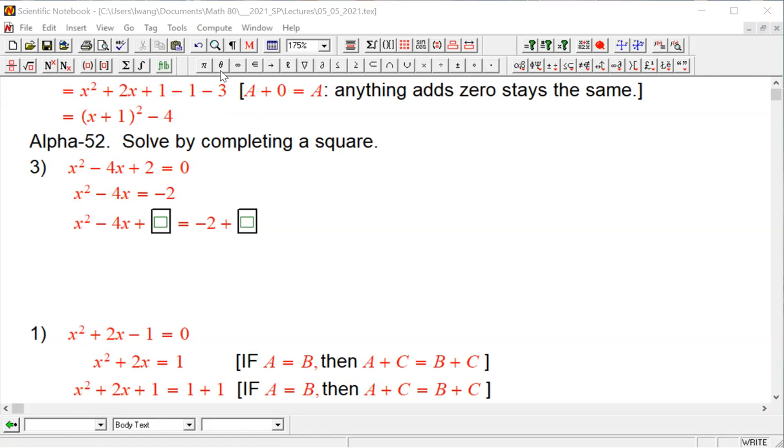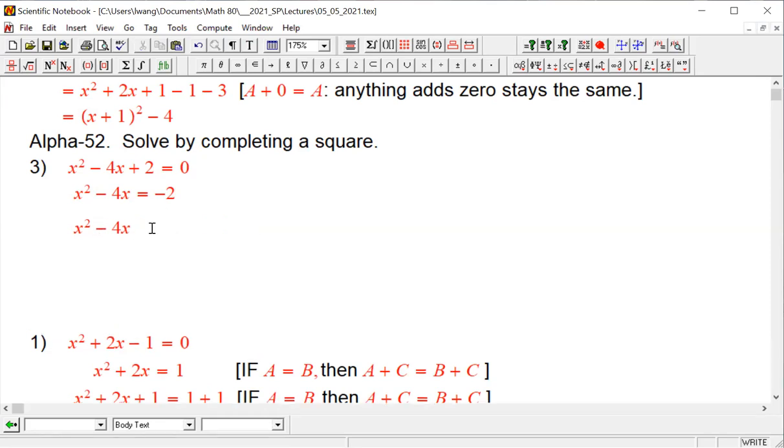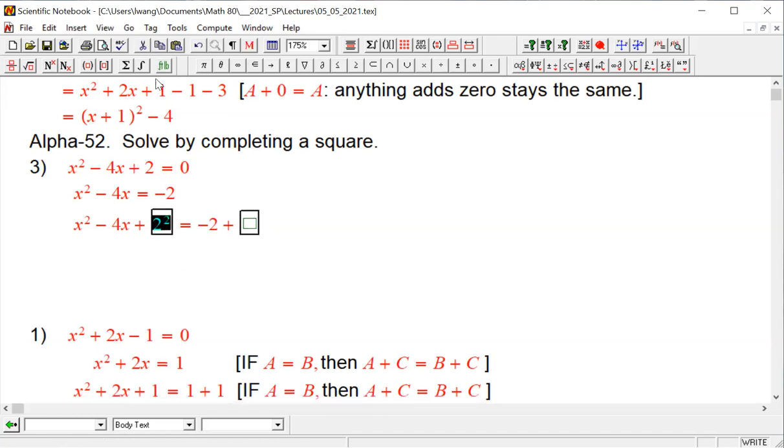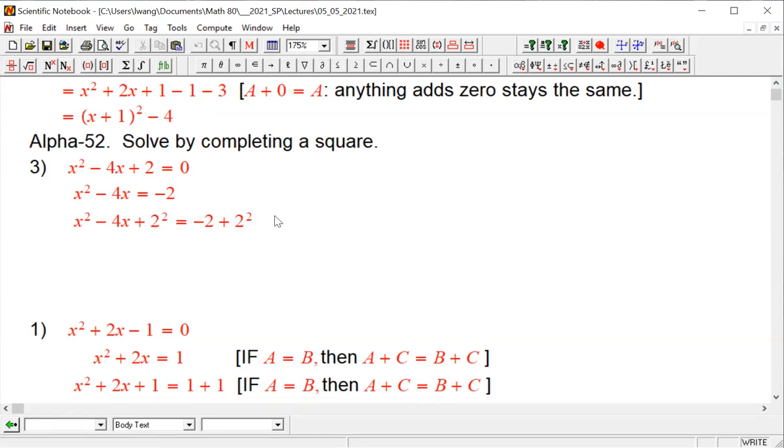You may find that in this case, the perfect square tables are very useful. What you do is take the 4 and divide it by 2, which is 2, so you add 2 squared on both sides.